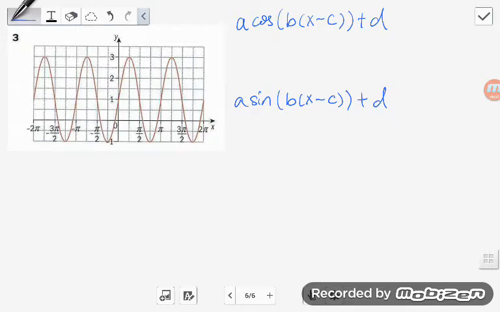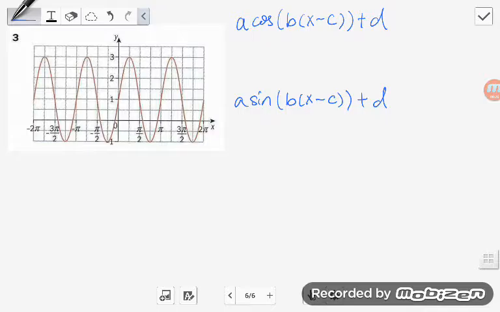Hi, in this video I'm gonna show you guys how to find the trig equation of the graph shown here. This is actually one of the exercises in your textbook. I believe this is exercise 13K, and I'm showing you guys question number 3.